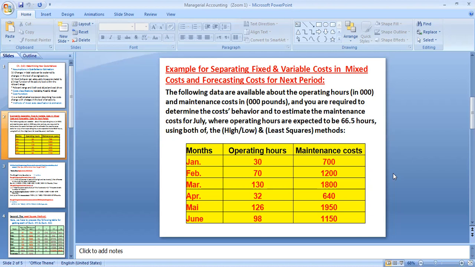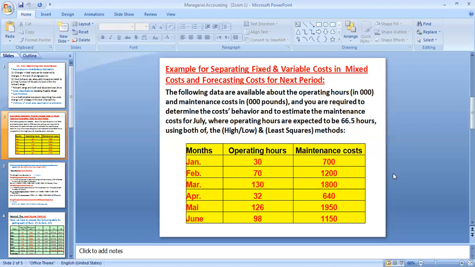Example for separating fixed and variable cost in mixed cost. If I have mixed cost, I have to separate fixed and variable. Why do I separate? Because fixed cost has a certain behavior and variable cost has another behavior. The variable cost varies in total, but is fixed per unit. It is the opposite regarding fixed cost. It is fixed in total, but variable per unit. That's why, as the behavior of each kind of cost is different, I have to separate it from the mixed cost. Then after separation, I want to forecast the cost for the next period.